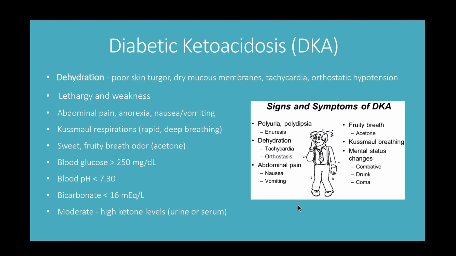Their pH is going to be significantly low related to that acidosis, and their bicarb is going to be low as well because it's metabolic. And then they're going to have ketones in their urine.